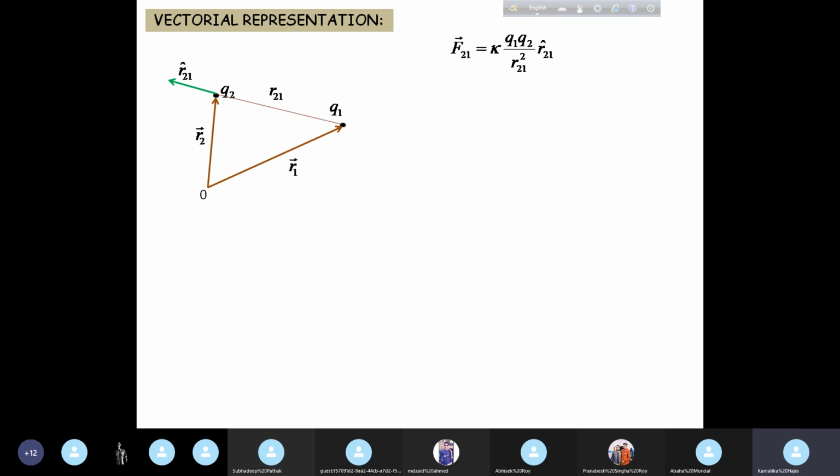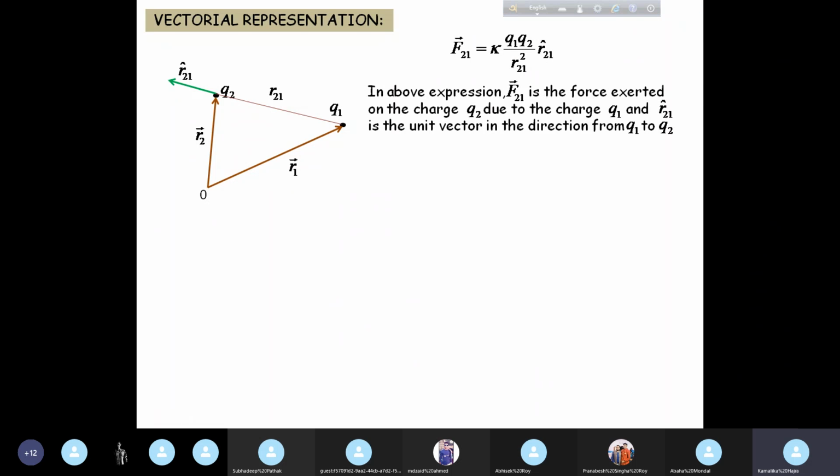So we saw earlier that the force acting between q1 and q2, that is F21 vector, is given by this expression. We saw this from Coulomb's law, right? Kappa q1 q2 by r21 square r21. So in the above expression, F21 is the force exerted on the charge q2 due to the charge q1, and r21 is the unit vector in the direction from q1 to q2.